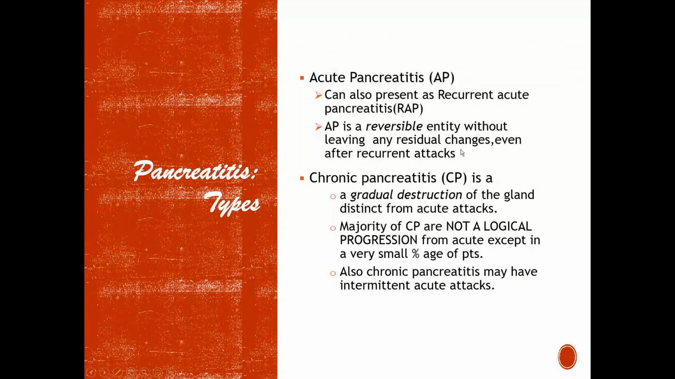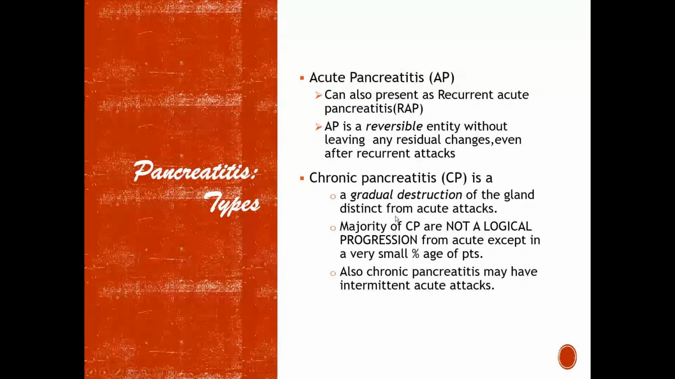Two things to be highlighted in context to acute pancreatitis. So it is reversible. That basically means totally reversible. There will be no residual change in this patient. Second is chronic pancreatitis. This is a gradual destruction of the gland. So see the difference: this was reversible, this is a gradual ongoing destruction of the gland. It is distinct from acute attacks.